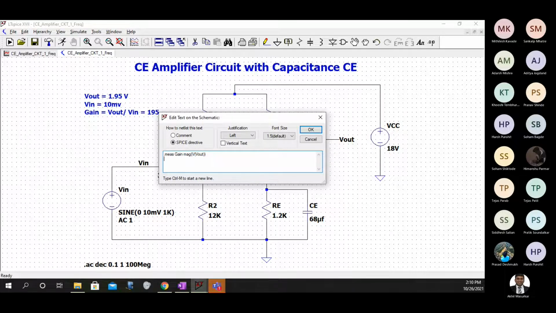Then I also want the 3 dB gain. So I'll write .meas value 3dB, .measure value 3dB, and that value is gain divided by root of 2. Gain divided by square root of 2.